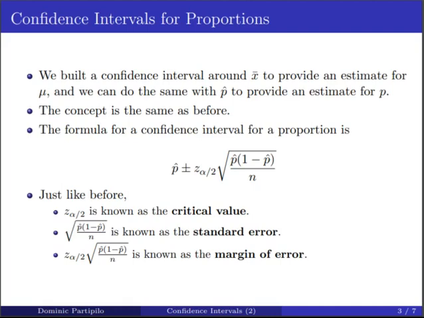So the formula here is going to be p hat plus or minus z alpha half times the square root of p hat times 1 minus p hat over n. So just like before, z alpha half, which is this piece right here, that's going to be our critical value. The square root of p hat times 1 minus p hat over n is going to be our standard error, which is this piece right here. And then this whole thing right here, that's going to be our margin of error, just like before when we were doing this with the sample mean.